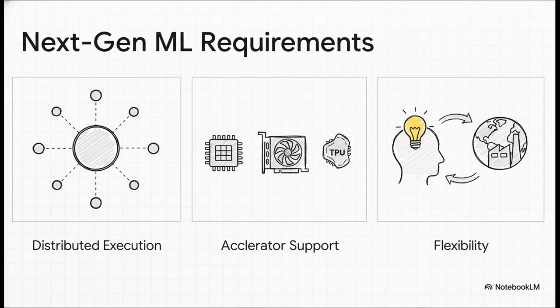So the authors of the paper, they laid out these 3 things that a new system absolutely had to have. First, it needed distributed execution. We're talking Google-scale data here. Second, it had to work on all kinds of hardware, your standard CPUs, powerful GPUs, and even custom chips like TPUs. And third, and this is the big one, flexibility. It had to be powerful enough for a researcher inventing a brand new model, but also robust enough for an engineer serving that model to 1 billion users, all in the same system.